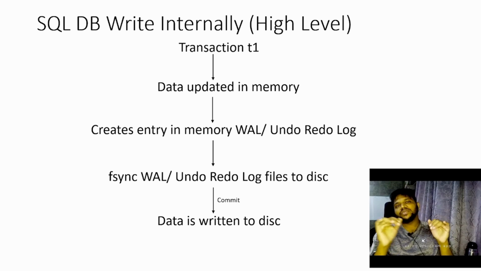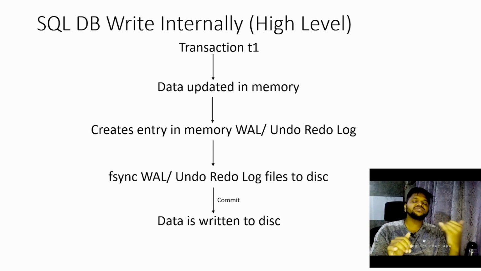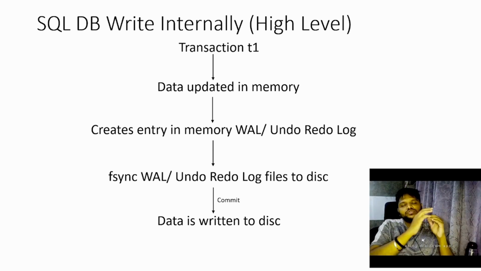Let's say you want to update an account balance: update account set balance equal to 500 rupees where account ID is equal to 123. Let's say this is the kind of instruction that you want to fire. What happens is, for account ID 123, that row is pulled into memory. Now the account balance is updated in memory. Initially let's say the account balance was 200. Now it is getting set to 500, not yet on the disk.